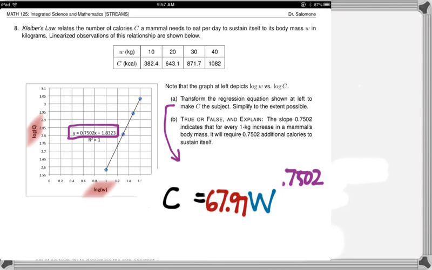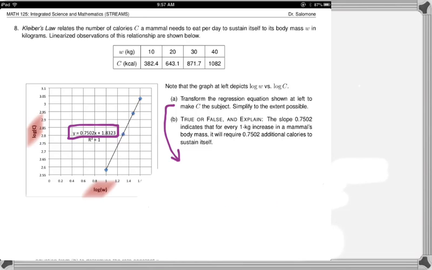But I didn't want to wrap up our review today without talking about this interpretive question, part B rather. So read through this for a moment. True or false? And why? The slope of this equation indicates that for every kilogram that a mammal increases its body mass, it will require 0.7502 additional calories in order to sustain itself. Is that a true statement or a false statement?